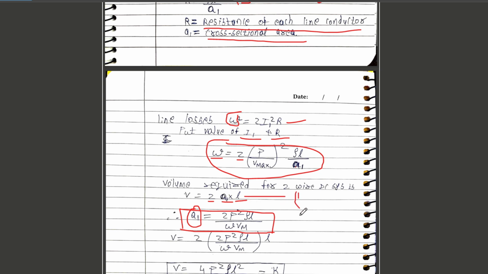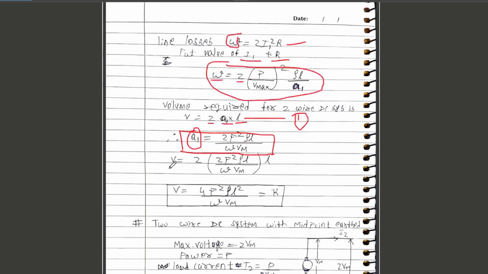Let's consider this equation 1. Put this cross-sectional area in equation 1. We will get 2 into (2 P square rho L by omega Vm square) into L. Multiply the 2 inside and the L also inside. Then we will get V equal to 4 P square rho L square by omega Vm square. So this is the volume of a two-wire DC system with one point earthed.